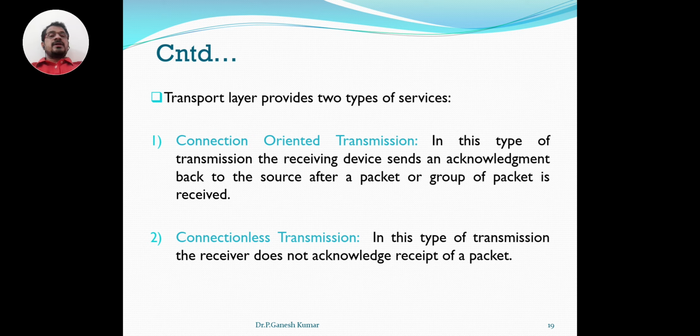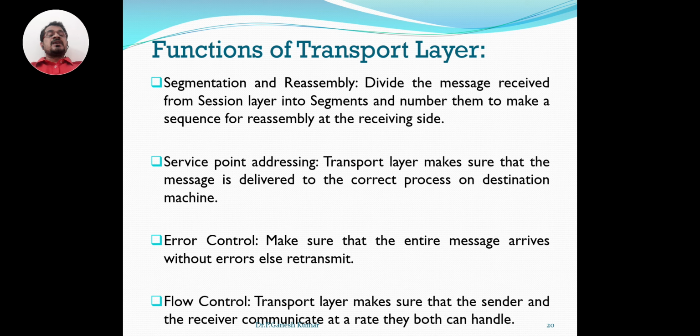In connection-oriented transmission, the receiving device sends an acknowledgement back to the source after a packet or a group of packets is received, which makes for reliable communication between both the sender and the receiver. In connectionless transmission, the receiver doesn't acknowledge the receipt of a packet or a group of packets. It is an unreliable communication format.